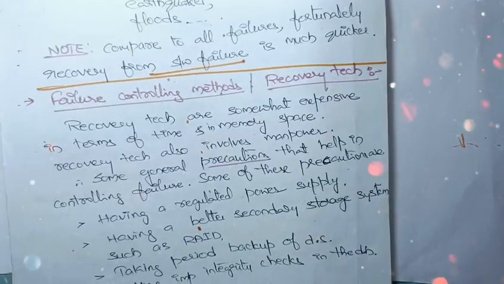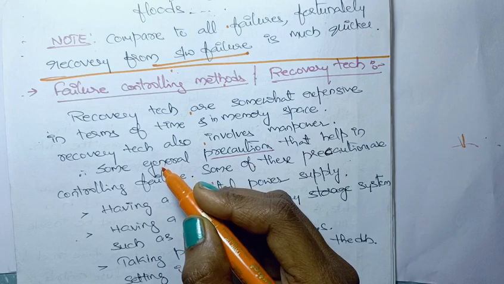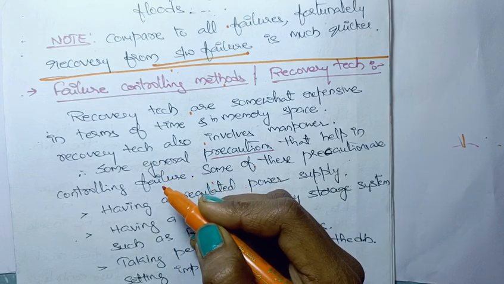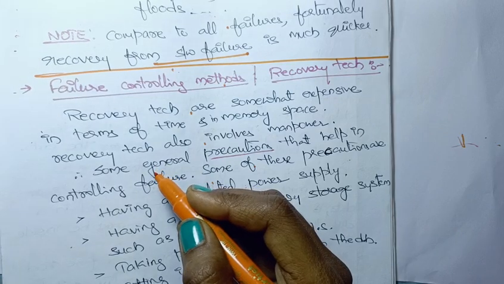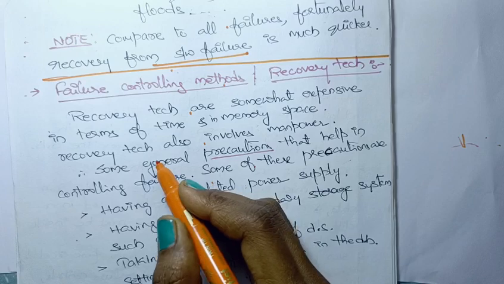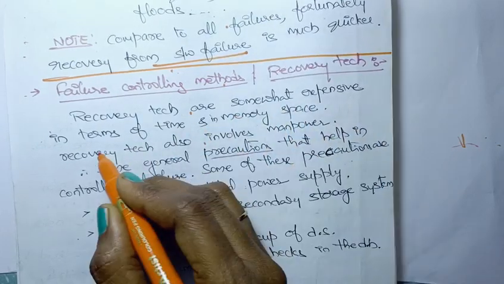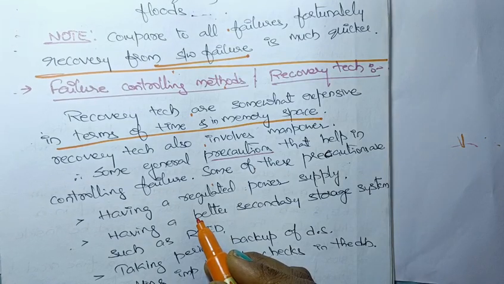Now we will see database recovery techniques. Already in the last class we have seen how the database fails and what the types of failures are. Now we will see how to control failure, and the recovery techniques used in a database. Recovery techniques are somewhat expensive in terms of time and memory space.